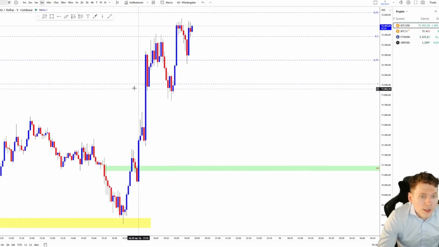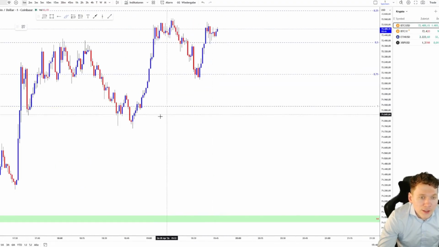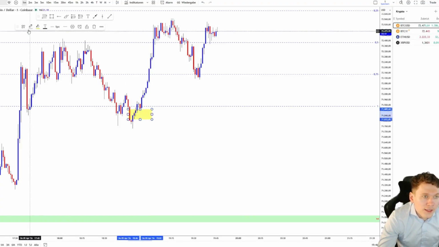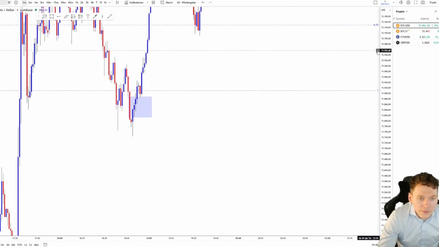If you watch the whole thing in the 1-minute chart, you can see that after it got liquidity down here, we have a so-called change in state of delivery. So the algorithm changes its state of delivery from sell side to buy side, okay? And that was right here.